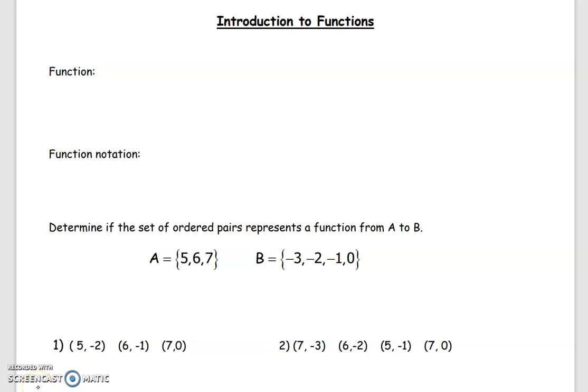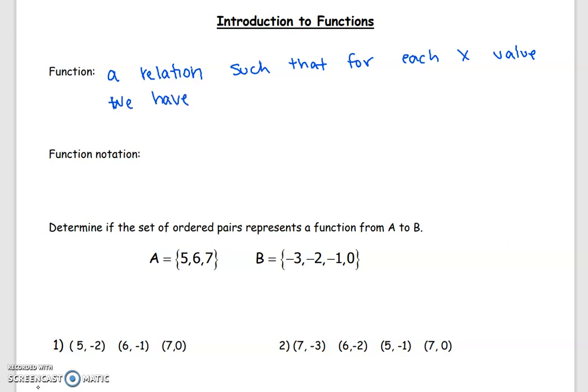This lesson is over Introduction to Functions. A function is a relation such that for each x value, we have a unique y value.